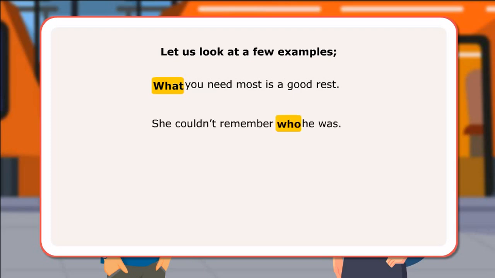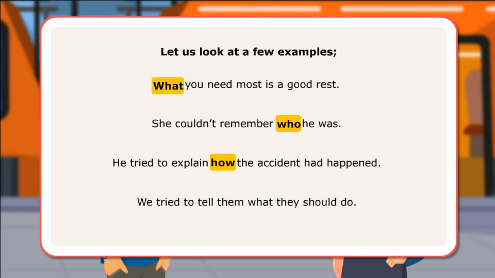She couldn't remember who he was. Used after a verb of thinking. He tried to explain how the accident had happened. Used after the verb of saying. We tried to tell them what they should do. Always takes a direct object when used with tell.